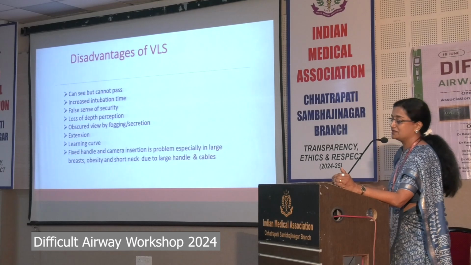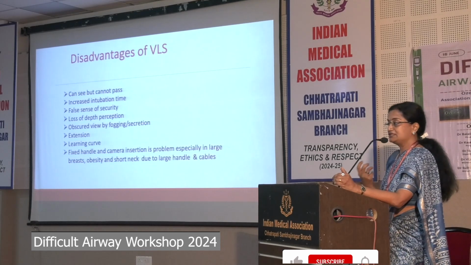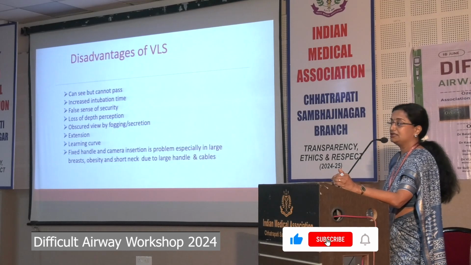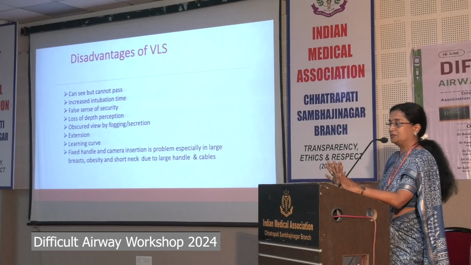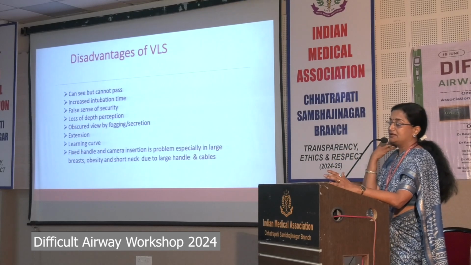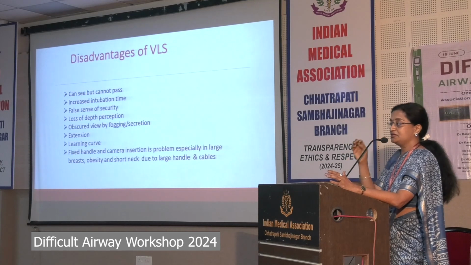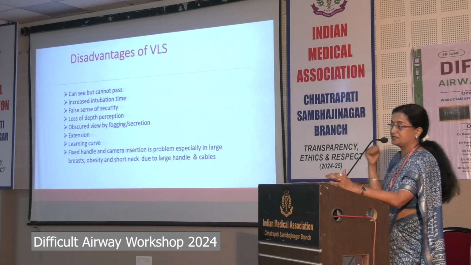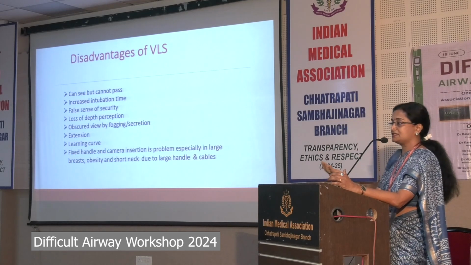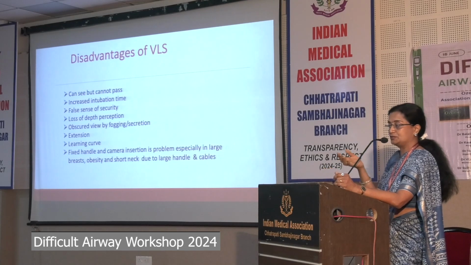But there are disadvantages you have to remember: you can see but you cannot pass. That is the difficulty. It increases intubation time initially, and it gives a false sense of security, especially when the mouth opening is good, when the surgeon says mouth opening is good. You have to remember it doesn't take care of the secondary curve. It is just flattening and reaching you early to the laryngeal vestibule. But the secondary curve, the atlanto-occipital joint, suppose the patient has a cervical spine problem or a fixed atlanto-occipital joint, it gives a false sense of security. The tube doesn't reach the glottis.